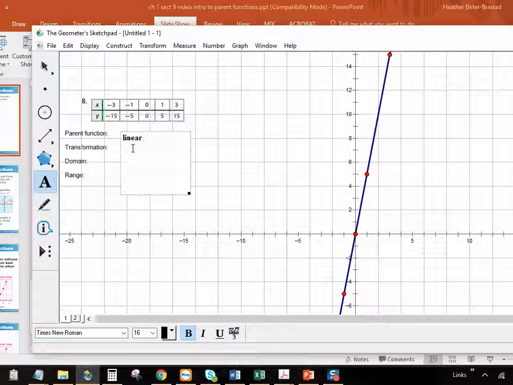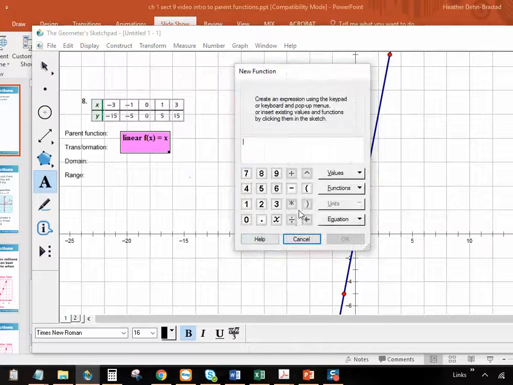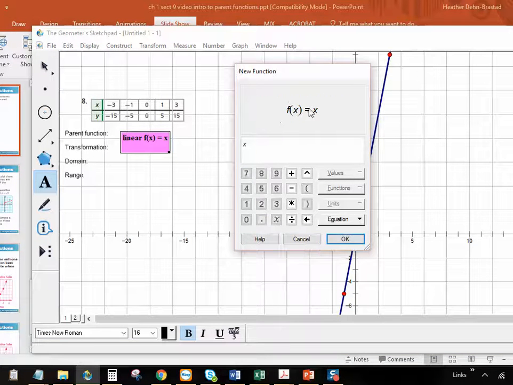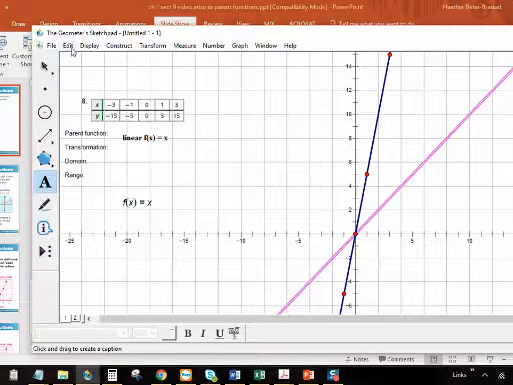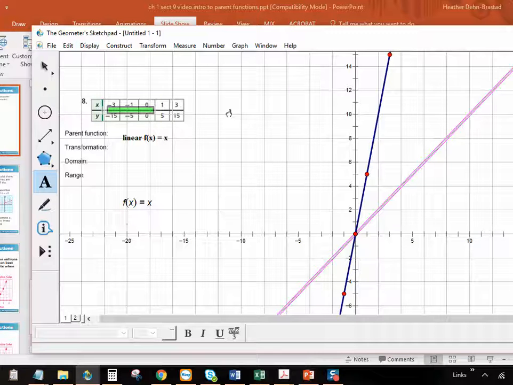Linear, which is f of x equals x. The transformation, let me graph y equals x, f of x equals x. All you would have to do is put the part after the equal sign. So f of x equals x, you just have to type x in. That's the parent function right there. I'm going to turn it green. So the green line is the parent function.